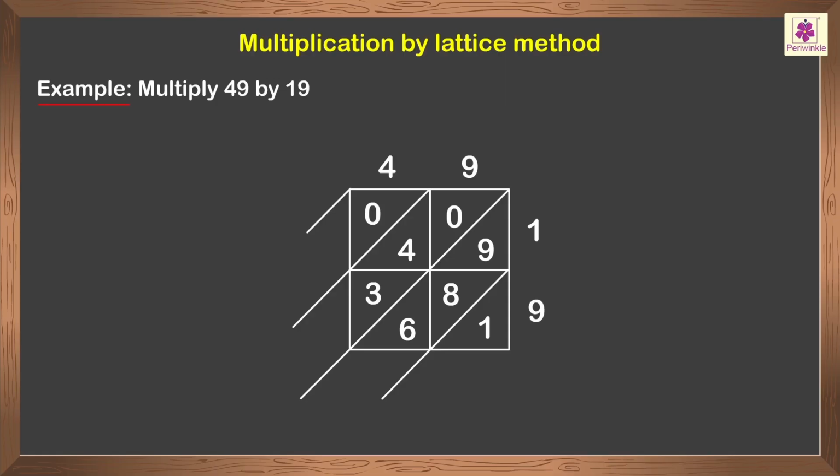Now, add the numbers between every pair of diagonals and also between the first and last diagonal and its corresponding corner of the lattice. Look, the sum of 9, 8 and 6 is 23. So, we place 3 below first column and carry over 2 at the top corner in the cell 0 like this. Look, we found the answer, which is 931.